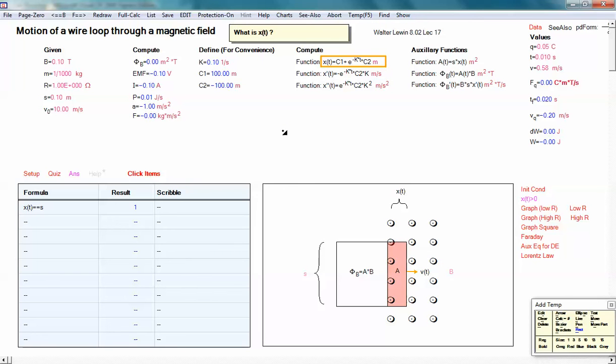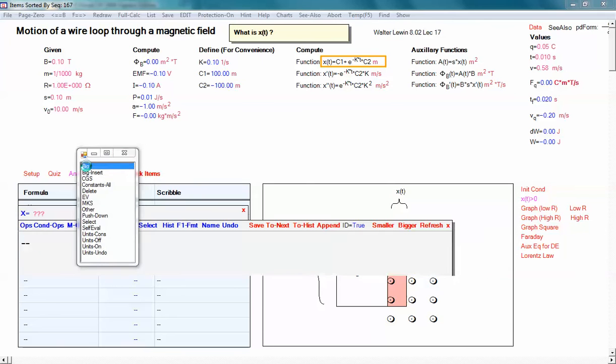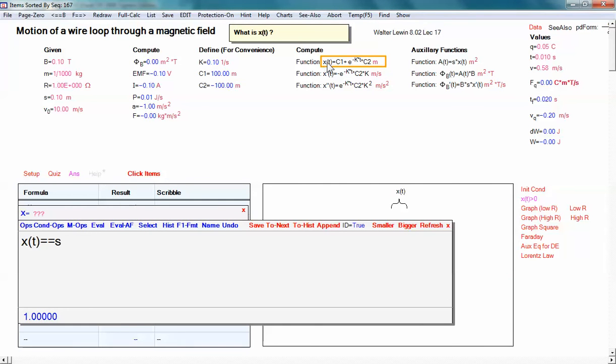First of all, we want to know how long it takes to completely enter the magnetic field. We're going to use this equation here, which describes its motion as it goes into the magnetic field, and we're going to say, for what t does x of t equal s? In other words, how long does it take for this end here to get completely inside the field? We can figure out what that t is by just solving that equation. So I substitute this x of t here, I get this equation, I solve for t, and the program knows how to do that.